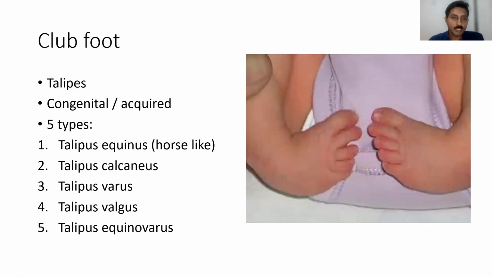One of the most common congenital anomalies of the foot is called club foot. It appears like a club foot. A club is nothing but the stick which is used in polo. That is called a club. This is called club foot. It has some variants: talipes equinus varus, or talipes equinus, talipes calcaneus, talipes varus, talipes valgus, talipes equinovarus. Most common is CTEV, congenital talipes equinovarus. So this deformity is more common.